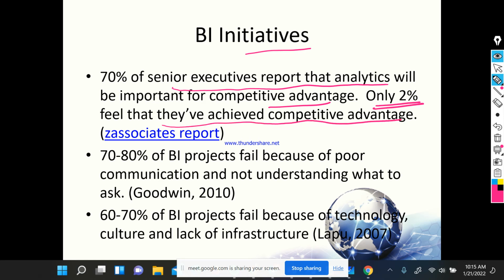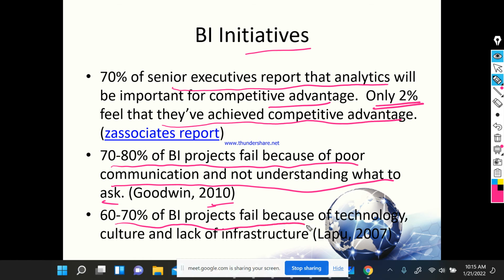This is the international reporting, that it is still pretty new. 70 to 80% of BI projects fail because of poor communication and not understanding what to ask. That is from the year 2000. Of course, it's much better now. 60 to 70% of BI projects fail because of technology, culture and lack of infrastructure. That is earlier, so it has quite improved now.